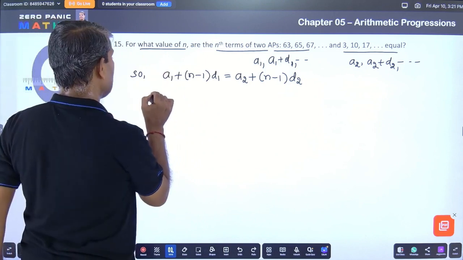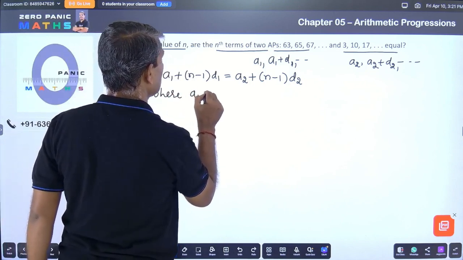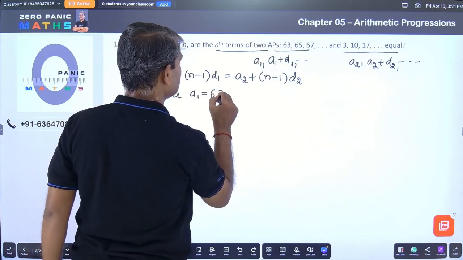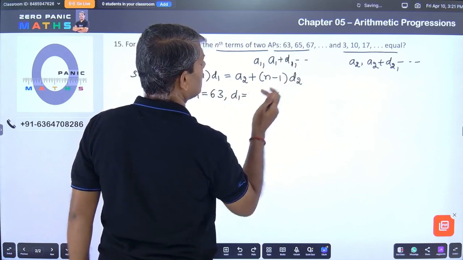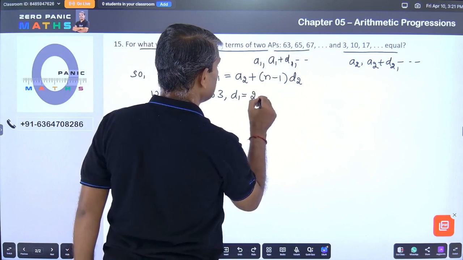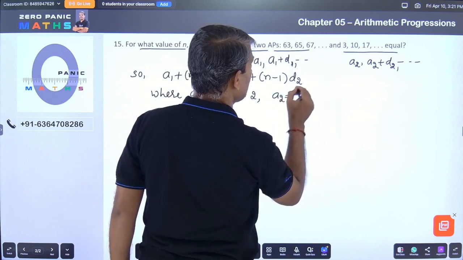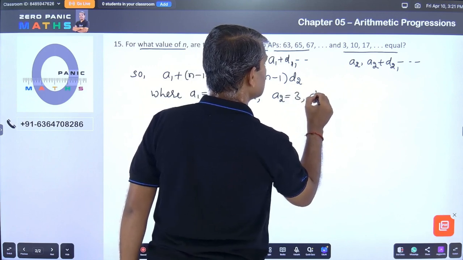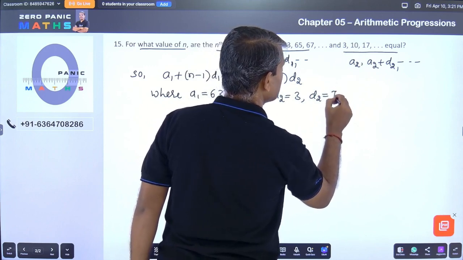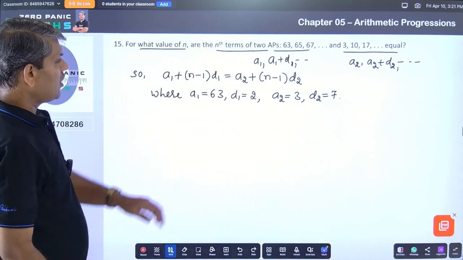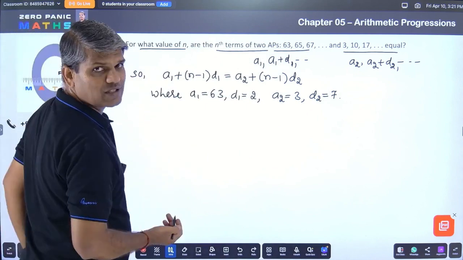For your reference, A1 is 63. D1 is the common difference in the first AP, which is 2. A2, the first term of the second AP, is 3. And D2 is the common difference in the second AP, which is 7. Now substitute all these values into this and you will get the value of n. That is the solution for this.